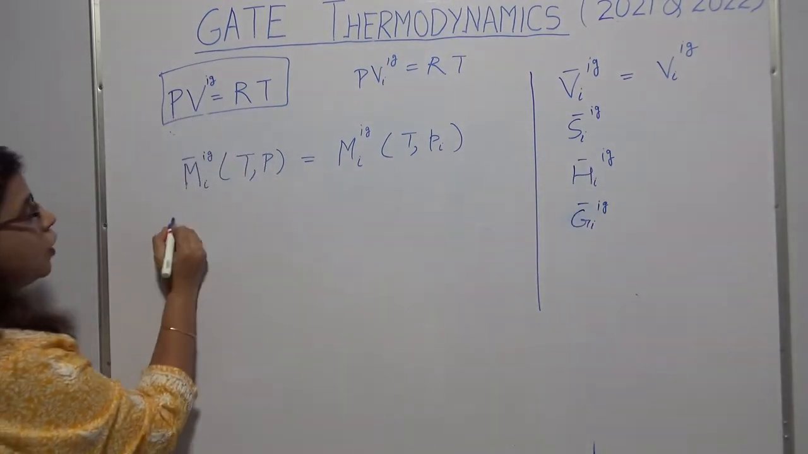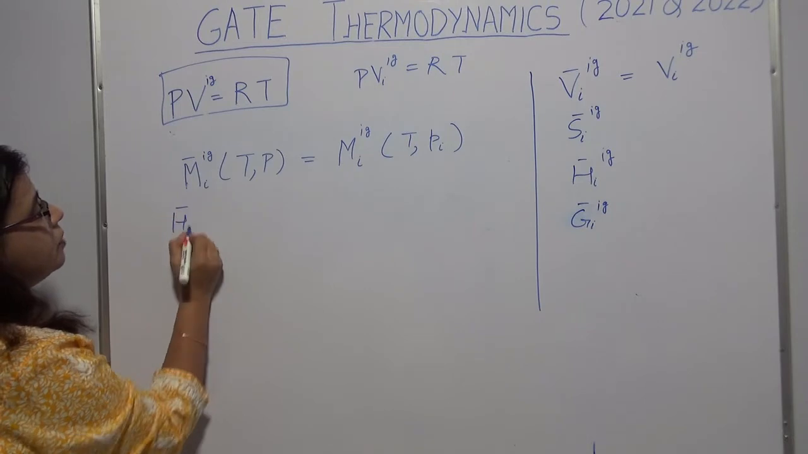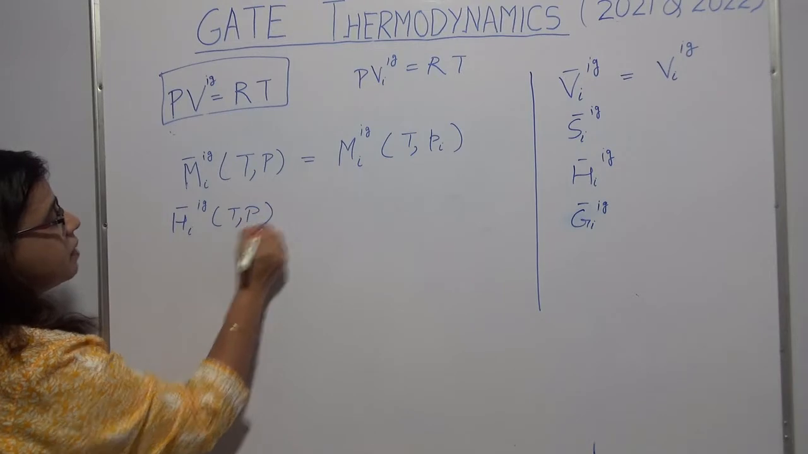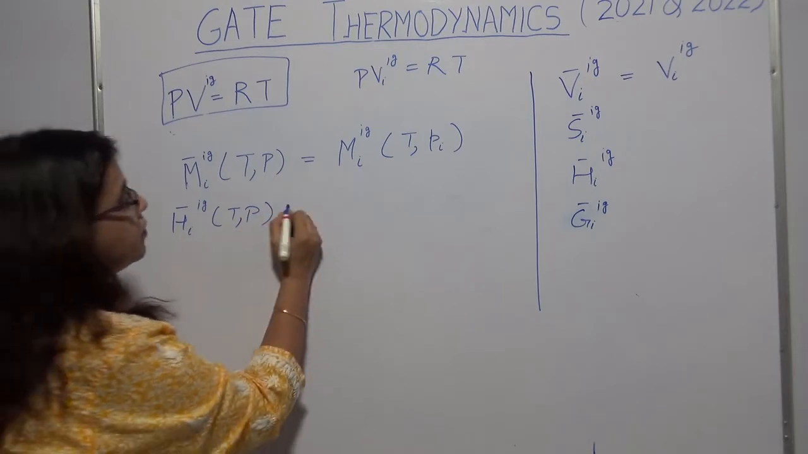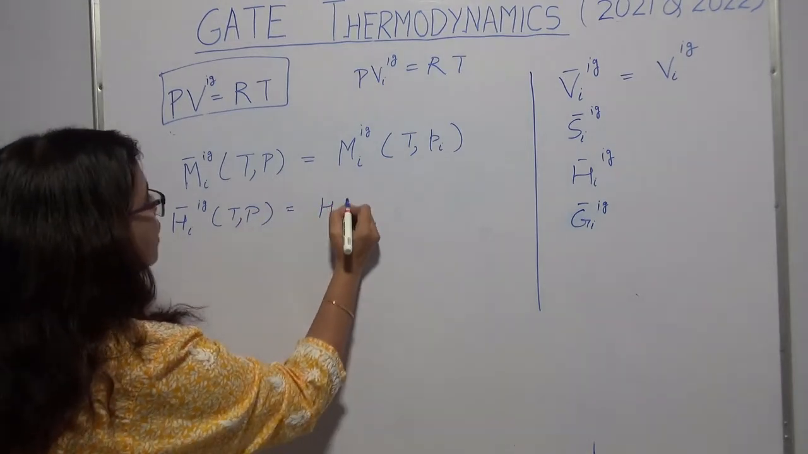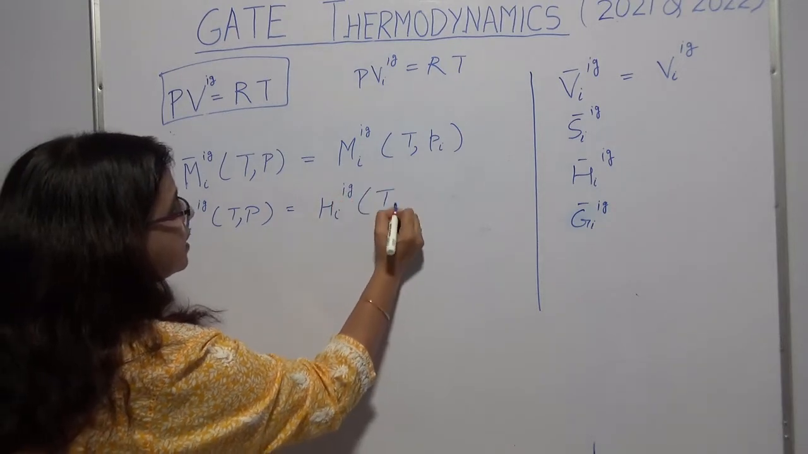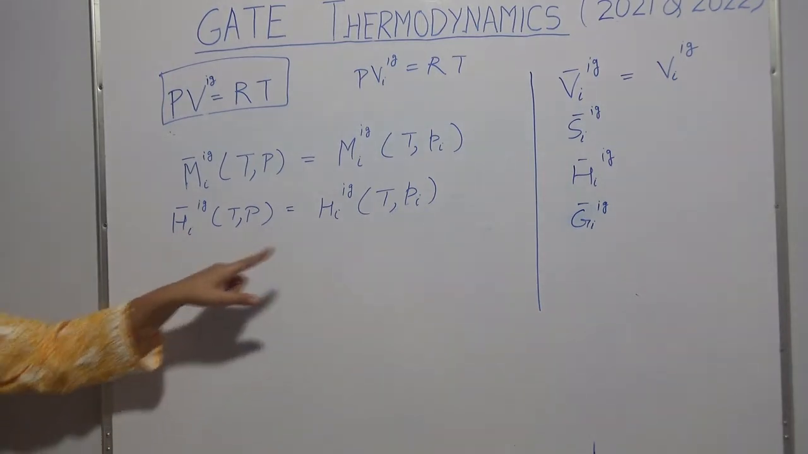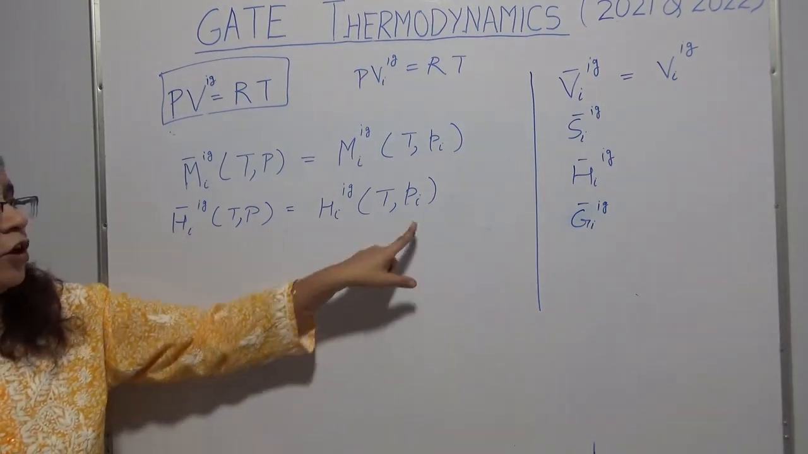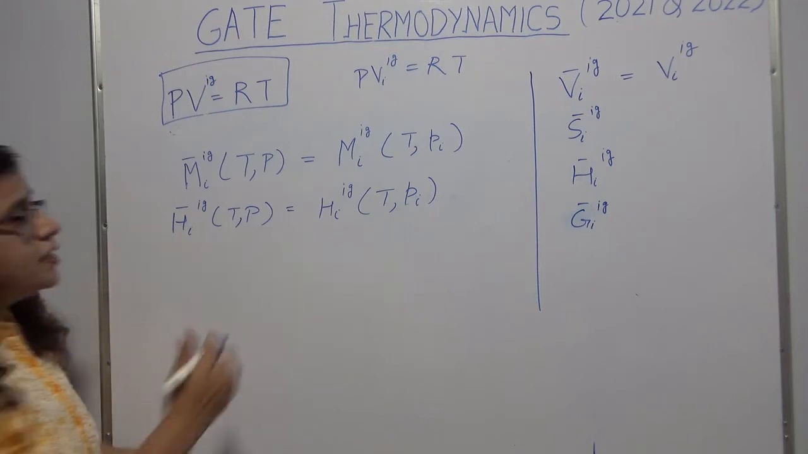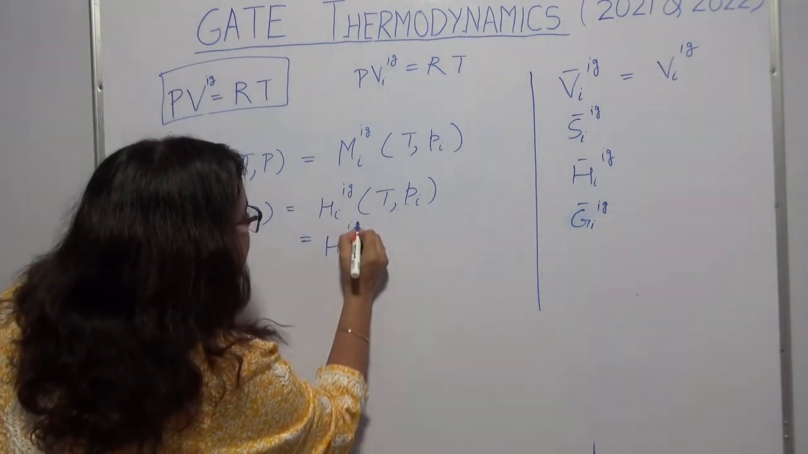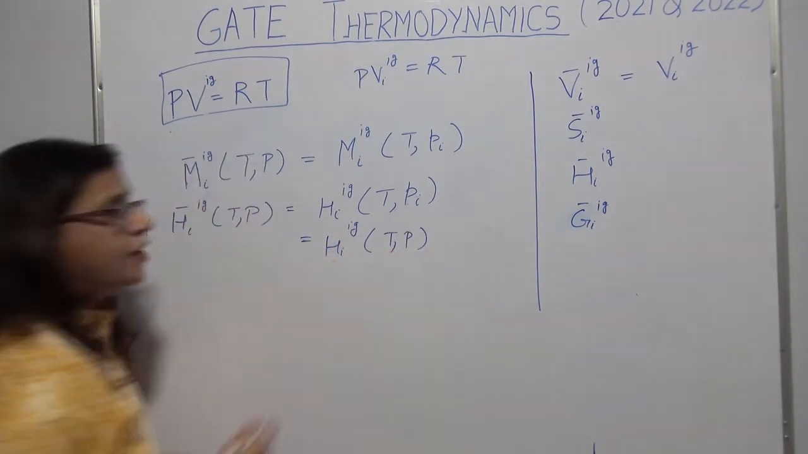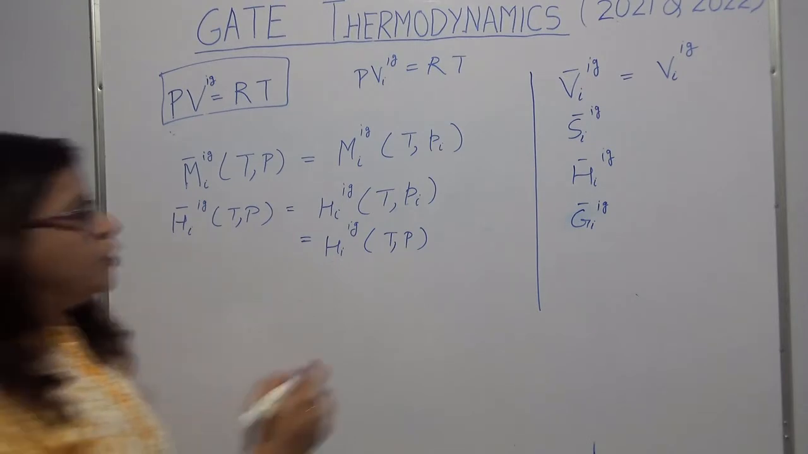So let's first derive partial molar enthalpy. According to this theorem, what I have is H̄i^ig(T,P), that is my partial molar enthalpy, that should be equal to my pure species enthalpy at temperature T and partial pressure Pi. But we know for an ideal gas that enthalpy is a function of only temperature and not pressure. So this is essentially equal to your pure species enthalpy at same temperature and pressure as that of the mixture. That's what I am going to write over here now.